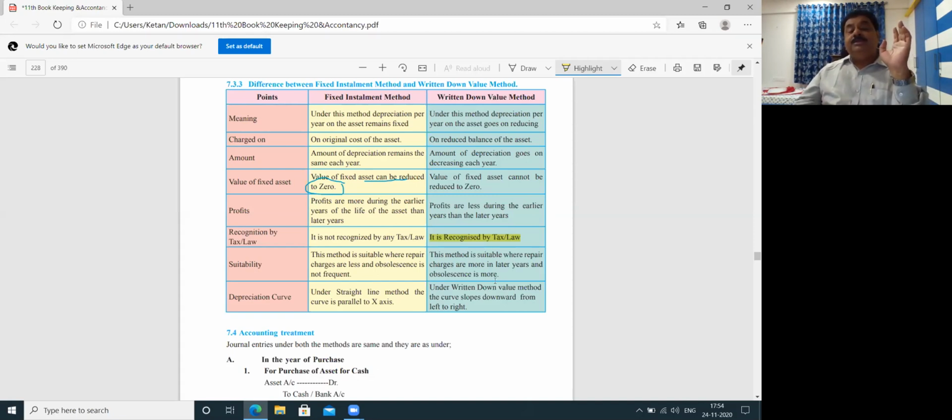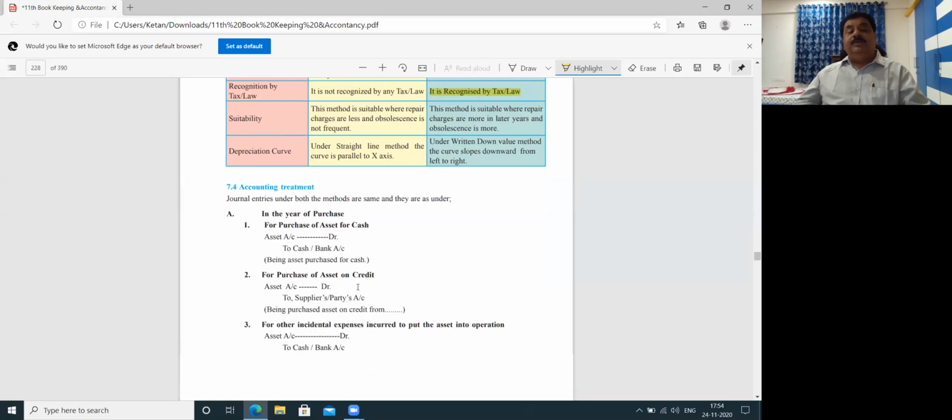So the method is suitable for those assets. And depreciation curve, the fixed installment depreciation curve is a straight line, while this is actually the curve slopes downward from left to right, downward and left to right.